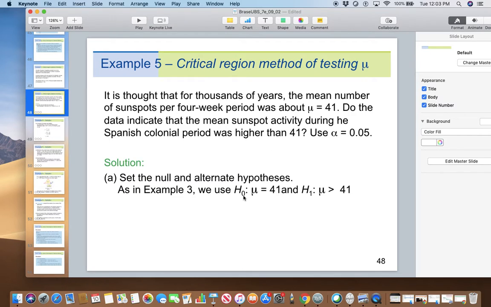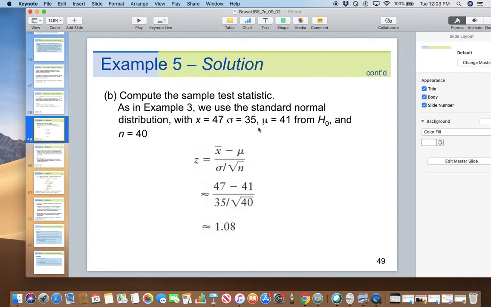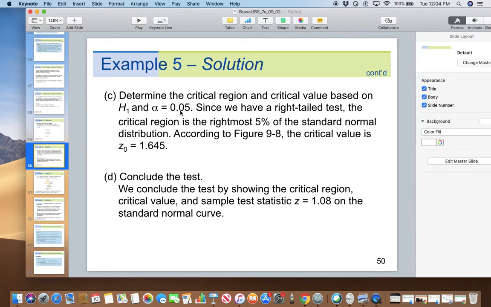You now are going to use a different method, the critical region method. Here is your null hypothesis and here is your alternate hypothesis. Our sigma is known, so we are going to find the standardized value, x bar minus mu over sigma over square root n. Z comes to be approximately 1.08. Now notice what we do. Alpha is given, so you want to determine the critical region.